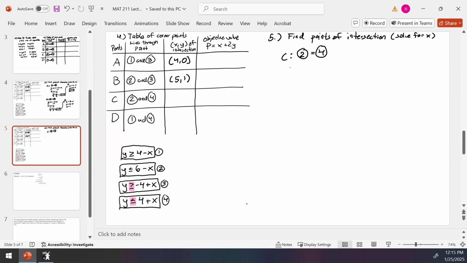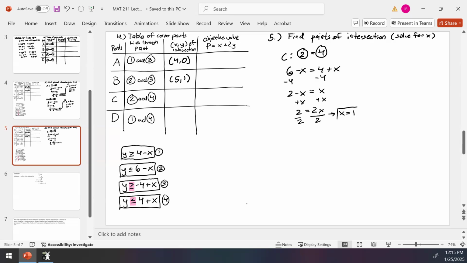So 2 equals 4. So we set equation 2 equal to equation 4. And so then we're going to subtract over the 4. 2 minus x is equal to x. We add the x over. And then 2 equals 2x. Divide over the 2. And then from there we get x is equal to 1.